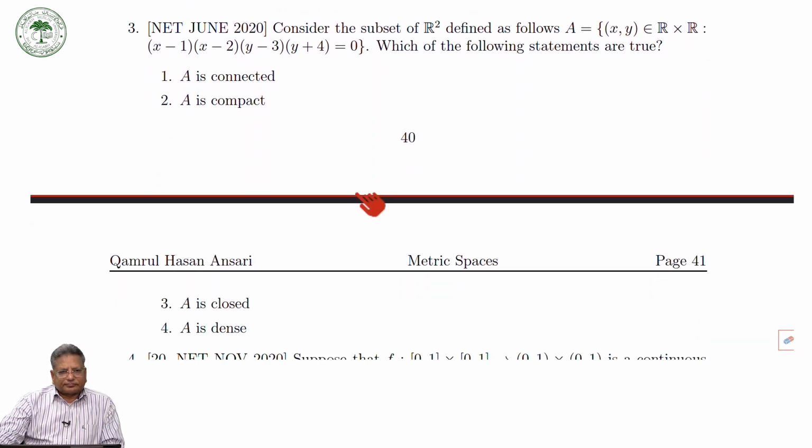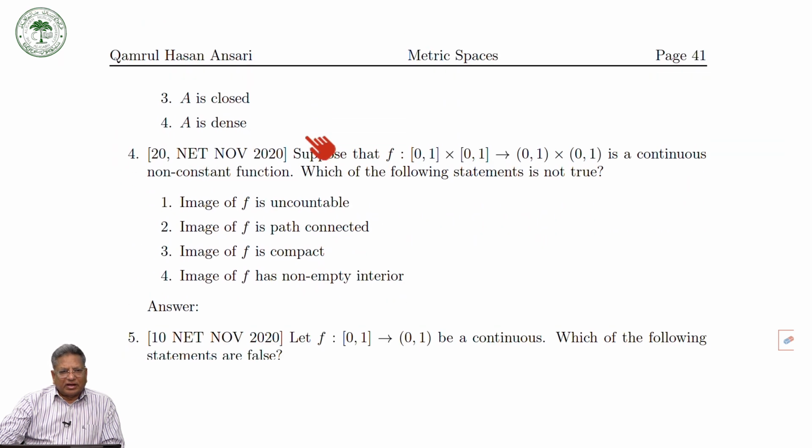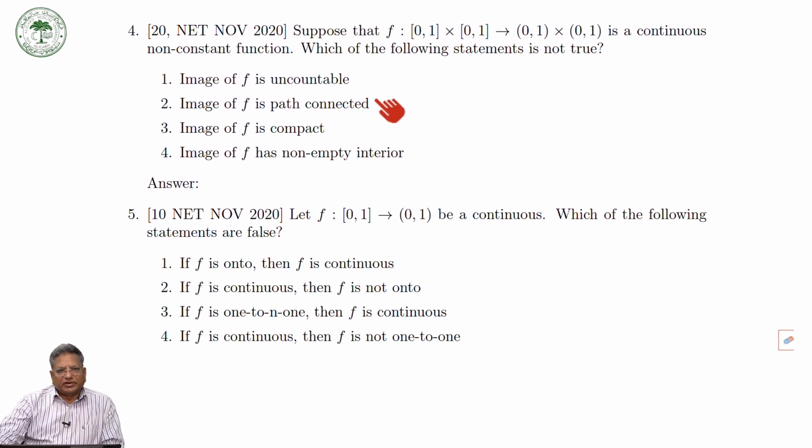Then the next question is, consider a subset of R2 which is defined as x minus 1, x minus 2, y minus 2 and y plus 4, it is equal to 0. Which of the following is true: this is a connected set, a compact set, or a dense set? So this you have to check.